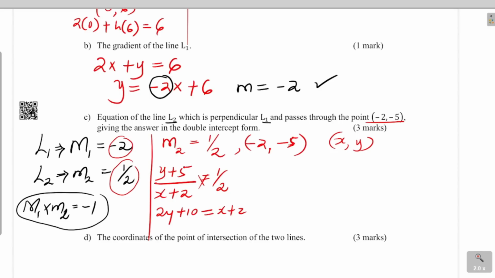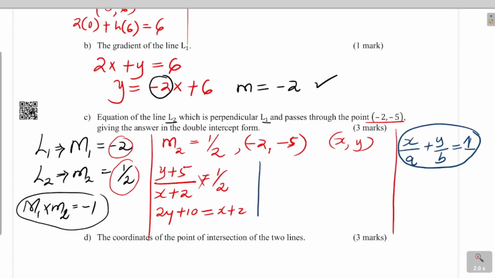So we want to give this equation in double intercept form. And just to remind you that the equation in double intercept form should be like this: x divided by a plus y divided by b is equals to 1. So this is how you should leave the answer in double intercept form. So this is the format that we need. So we need to reorganize this equation so that we organize it in this form. So this is what you're going to do.